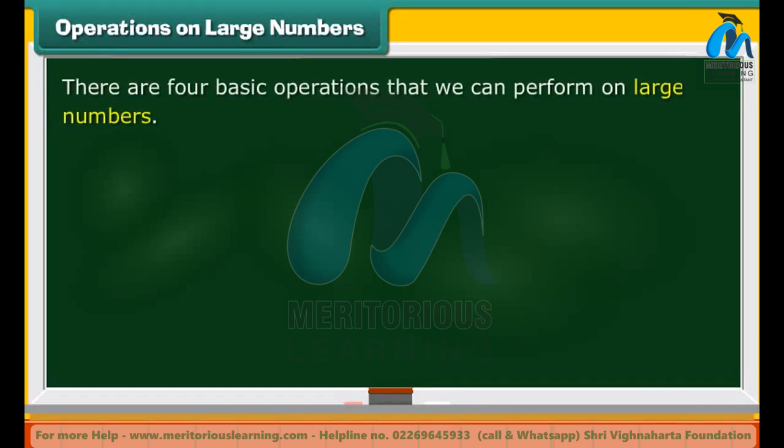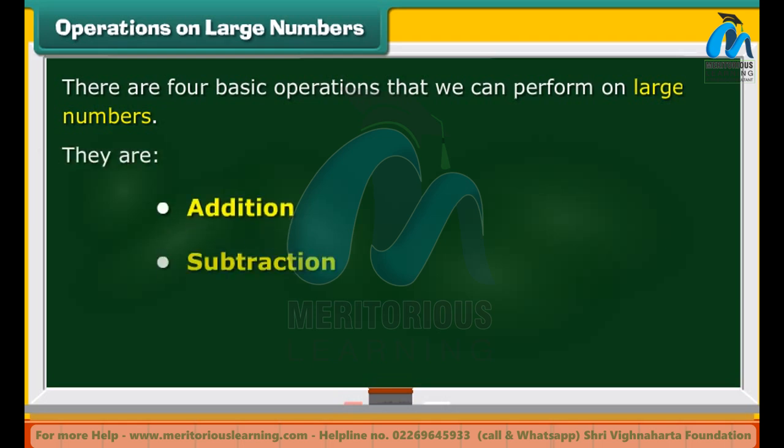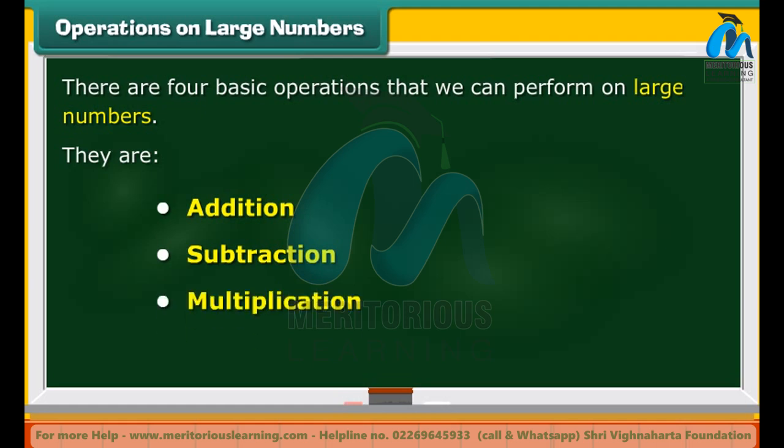There are 4 basic operations that we can perform on large numbers. They are addition, subtraction, multiplication, and division. Let us look at them one by one in detail.